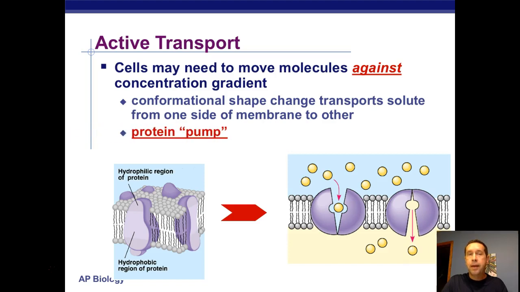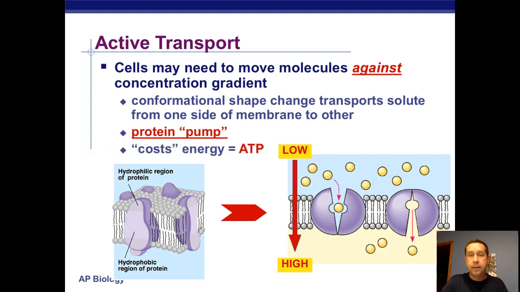So an example of active transport is a protein pump. Again, things tend to want to diffuse from high to low, but in active transport, we would take things when they're in low concentration and move them to where they're in higher concentration. So there's a cost involved. In this case, the cost is energy in the form of ATP, which is the form of energy cells use to do work. And we'll talk more about ATP when we get to energy.